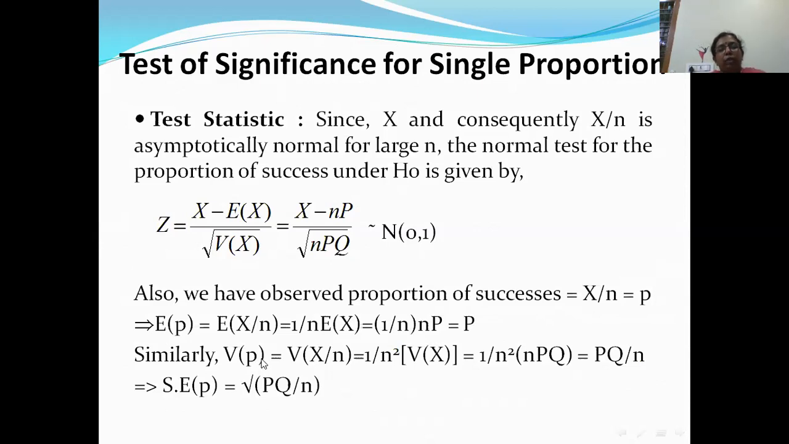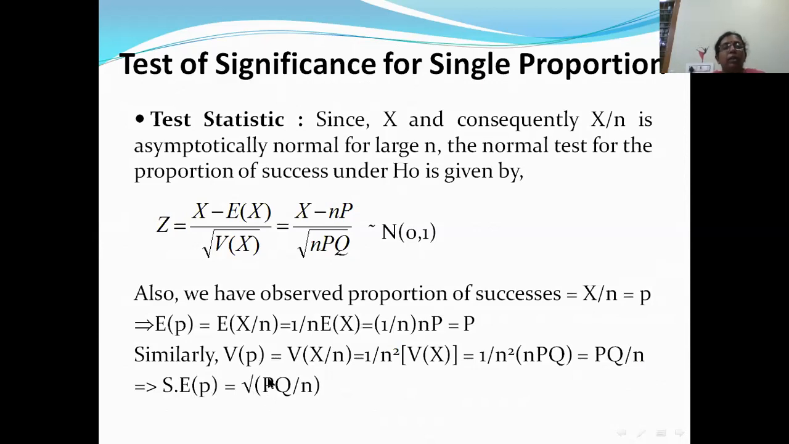Similarly, variance of p is equal to variance of capital X by n. Whenever 1 by n is a constant, we know that when you take a constant outside the variance, it will become squared. So this will be 1 by n square variance of x. Variance of x for a binomial is npq, so this n will get cancelled, you will get pq by n. So variance of p is equal to pq by n, or standard error of p is root of variance of p, that is root of pq by n.